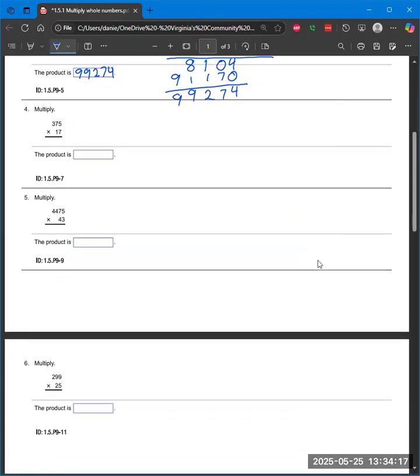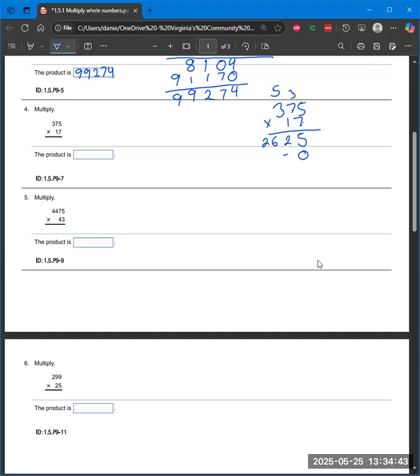Now we have 375 times 17. 7 times 5 is 35. 7 times 7 is 49, plus 3 is 52. 7 times 3 is 21, plus 5 is 26. Let's put a 0 in the 1 spot and slide over to the 10 spot.